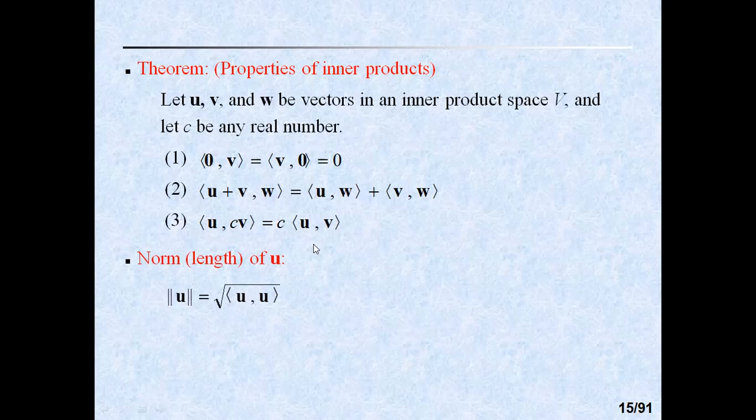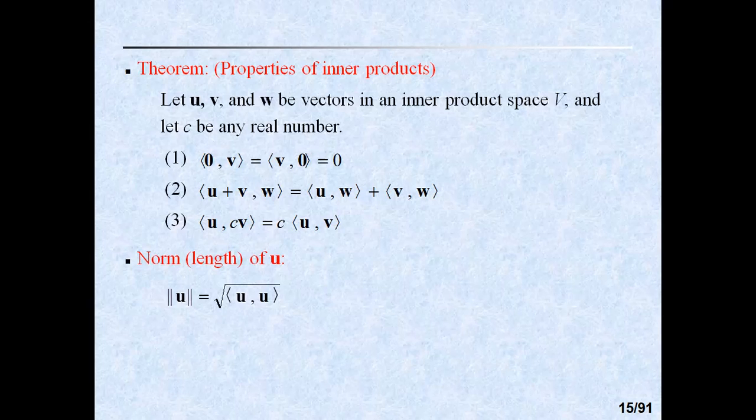See here the properties of the inner product space. Any vector with the 0 vector, the inner product will be 0. That is the first property. Inner product of 0 comma V is equal to inner product of V comma 0, which is equal to 0. Inner product of U plus V comma W is equal to inner product of U comma W plus inner product of V comma W. Here, C: inner product of U comma CV is equal to C into inner product of U comma V.